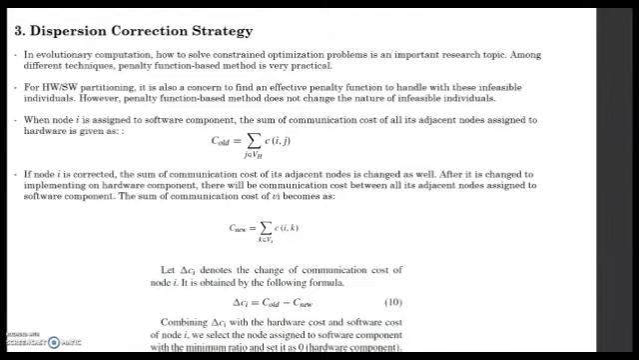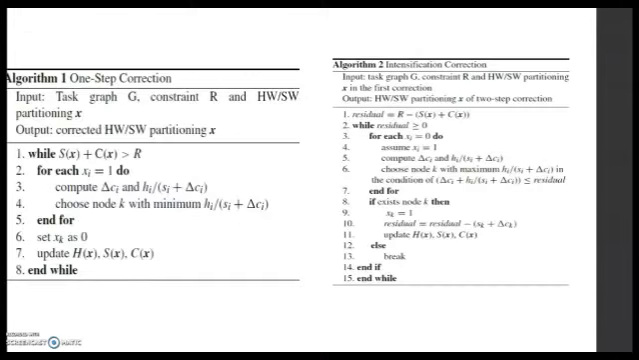At each step, only one node is corrected, and the hardware cost H, software cost S, and communication cost C are updated. The procedure does not stop until the hardware-software partition satisfies the constraint as shown in algorithm 1, that is a one-step correction, where the input is a task graph G, constraint is R, and hardware-software partitioning X, and the output is a corrected hardware-software partitioning X. So this shows you the one-step correction algorithm.